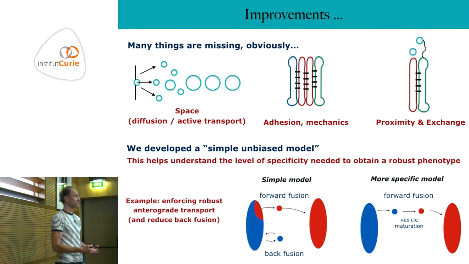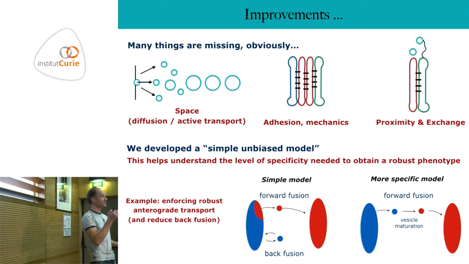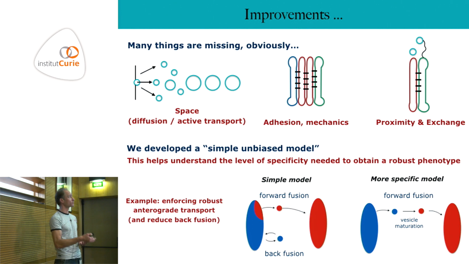And although this model is very simple, I think one thing that it does is give boundaries to what a more complicated model could do. So if you want, for instance, to promote anterograde transport, because this is what your system shows, then this is only going to happen if you put some feedback in the system, so that you say, for instance, that any vesicle that buds from a compartment undergoes maturation after budding. Then this is going to promote anterograde transport. If you don't have that, then this vesicle is very likely to fuse back.